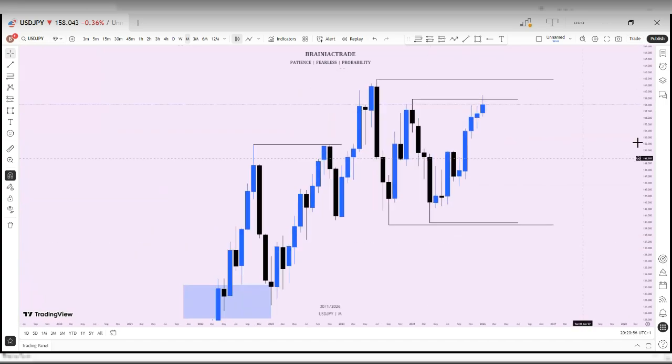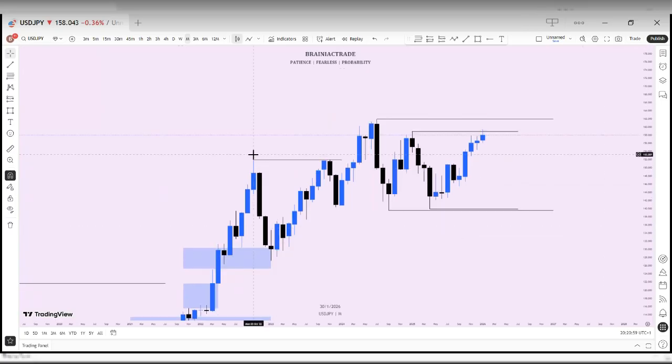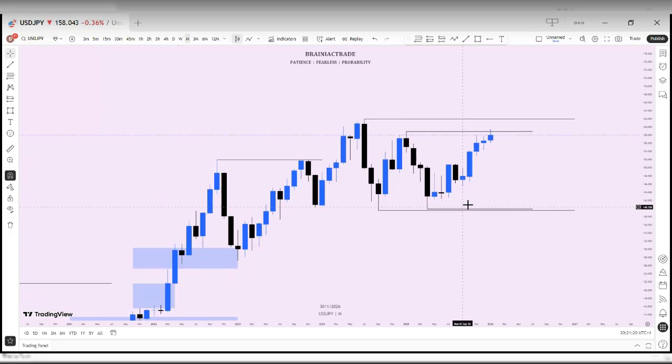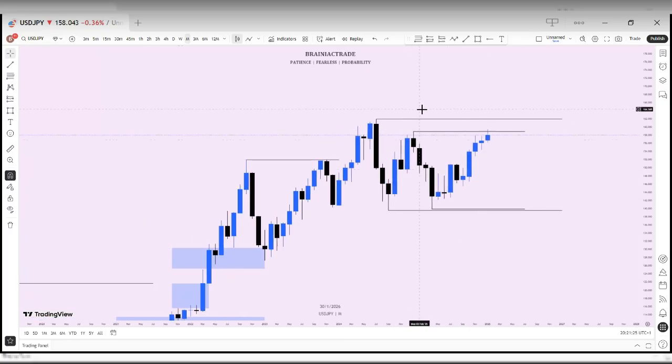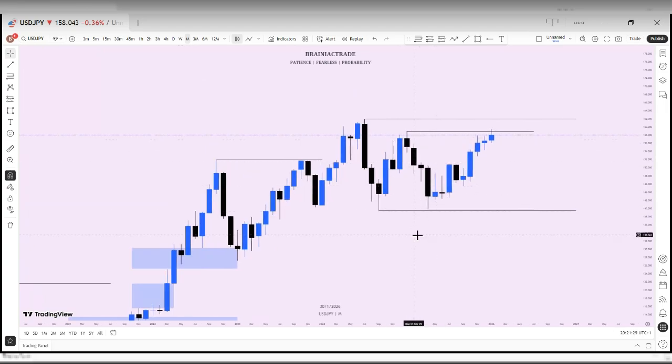But for now, you see how it goes: higher high, higher low. This one breaks, okay, higher high, higher low. This high did not break this one, so this one is not a higher high. So this one is like a higher low, and this low did not break this low, so this one is not a lower low. So this side is just an indecision zone. There's no clear direction. It does not show that it wants to continue the trend, and at the same time, it did not show that it wants to change direction.